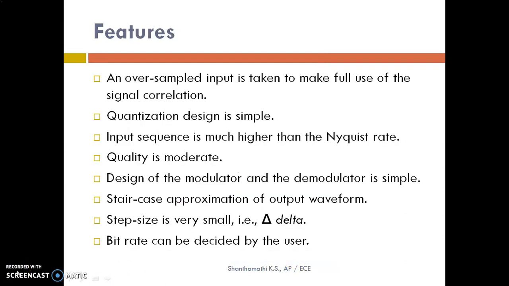Next, we'll see the features of delta modulation. An oversampled input is taken to make full use of signal correlation. Here the quantization design is simple, the modulator and demodulator are also simple, and the quality will be moderate. The input sampling rate must be higher than the Nyquist rate, and the staircase approximation of the output waveform is required. The step size is very small, denoted as del, and the bit rate can be decided by the user.